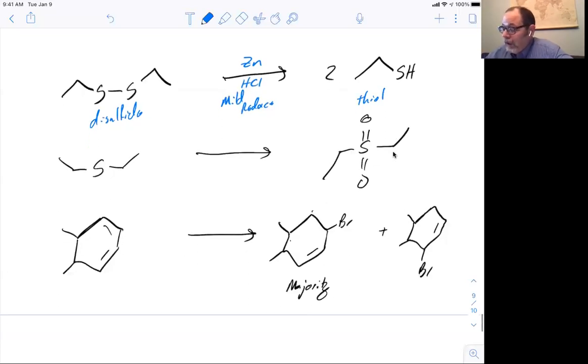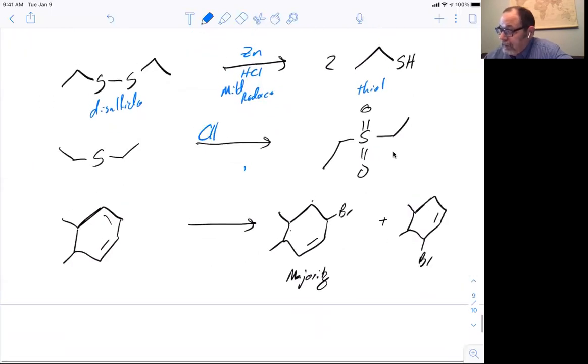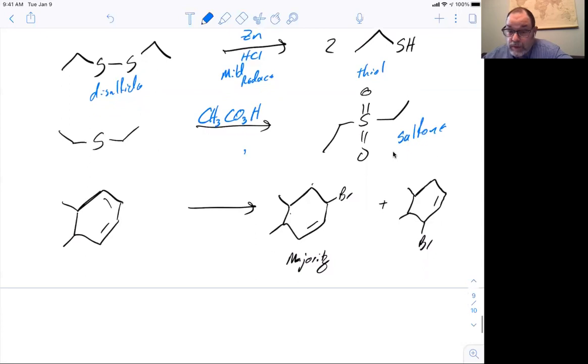Okay, the next one, we need an oxidizing agent. And here we need a stronger oxidizing agent. So here we're going to use our peroxy acid. So we use our peroxy acid to go to the sulfone. Again, make some more flashcards.